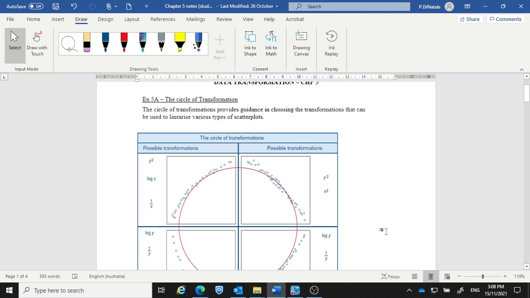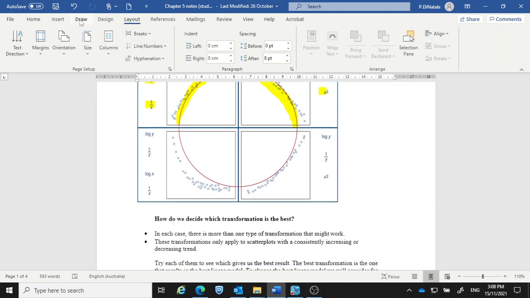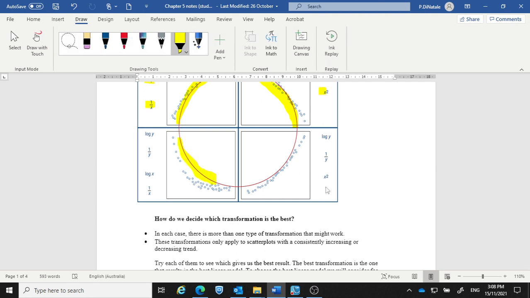So if you've got data that's in this type, so it looks like that, then the possible transformations that you should try are y squared, log y, or 1 on x. If your data looks like this, then y squared or x squared, and we keep following. So if it looks like this one here, we're going to do log y, 1 divided by y, log x and 1 divided by x, and like this, log y, 1 on y, or x squared.